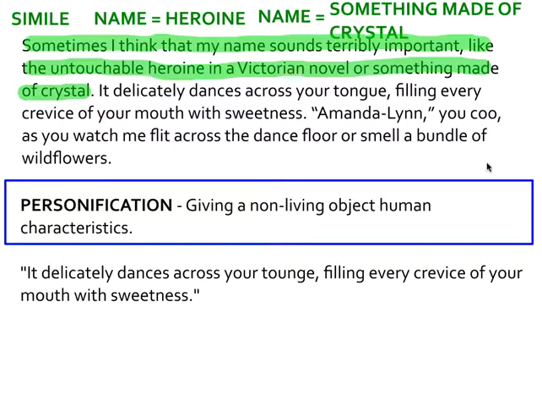In this paragraph, I'm also using another type of figurative language. I'm using something called personification. It delicately dances across my tongue. Ooh, let me highlight that in purple.